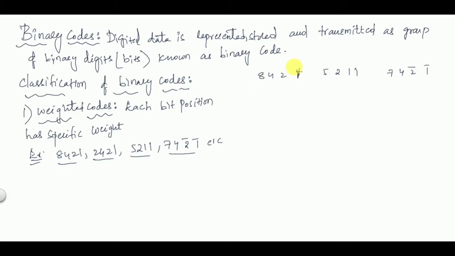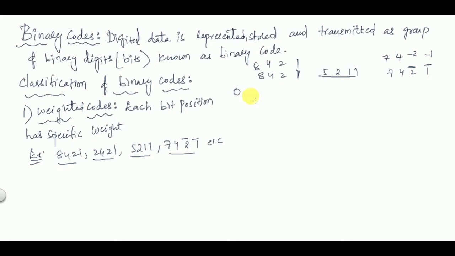The weight of the LSB position is 1, the next position is 2, the next is 4, and the next is 8. Similarly, 5211 gives the weights allotted to each corresponding position. If you have a bar over a digit, it represents a negative sign. So this position weight is -2, this position weight is -1, and this is 4 and this is 7. A bar over it represents a negative weight.